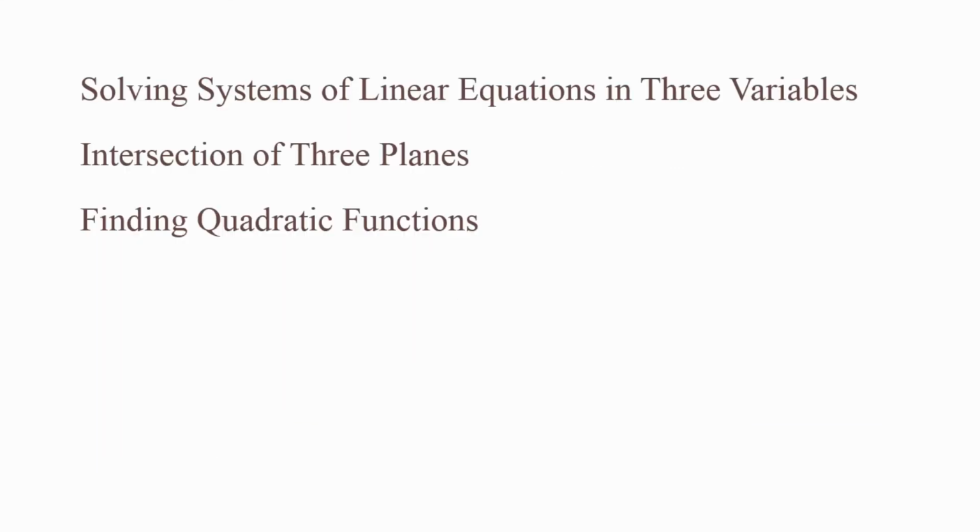Solving systems of linear equations in 3 variables. When we have 3 equations and 3 unknowns, we can easily find our 3 variables. Finding our ordered triple x, y, and z is the intersection of 3 planes. We can find quadratic functions if we have 3 points that are on the parabola using y equals ax squared plus bx plus c to find a, b, and c, then substitute to find our parabola.